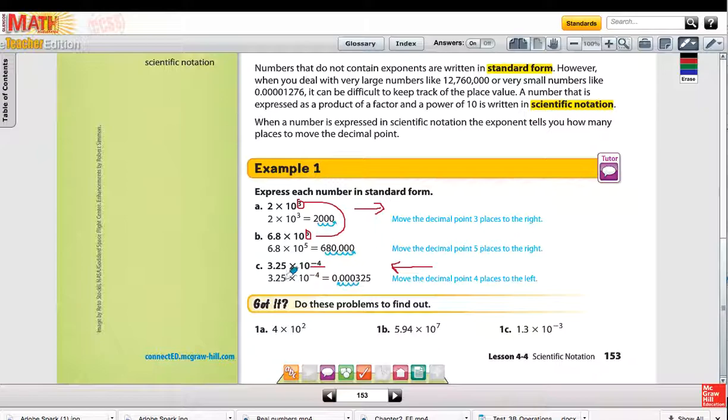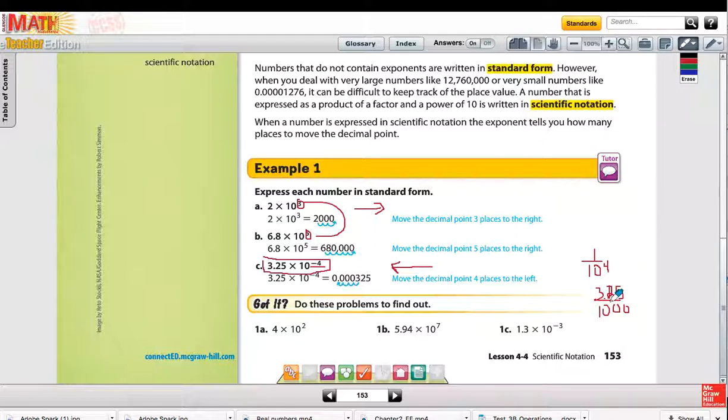Okay, and just to show you that that's not some made-up rule that we're trying to make you remember, remember that negative exponents are also written as 1 over that number to the positive exponent. So 10 to the negative 4 is really 1 over 10 to the positive 4, which is 1 over 1,000. Okay, and 3.25 times 1/1000th is 3.25 divided by 1,000, 325 thousandths.